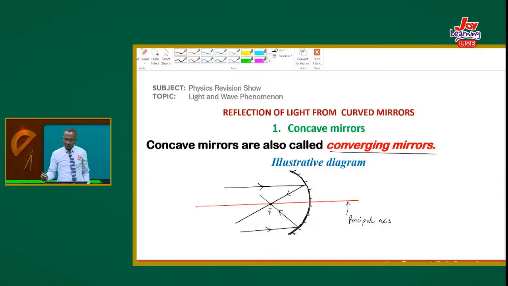So a concave mirror is also called a converging mirror because light rays that are parallel to the principal axis, when incident on the concave mirror, are reflected to a common point. They are reflected to meet at a common point called the principal focus. Hence, a concave mirror is also called a converging mirror.